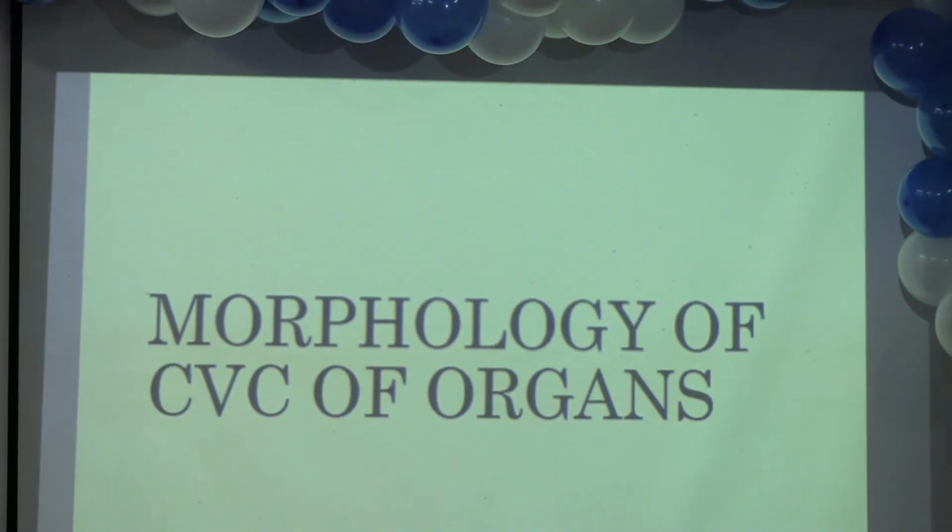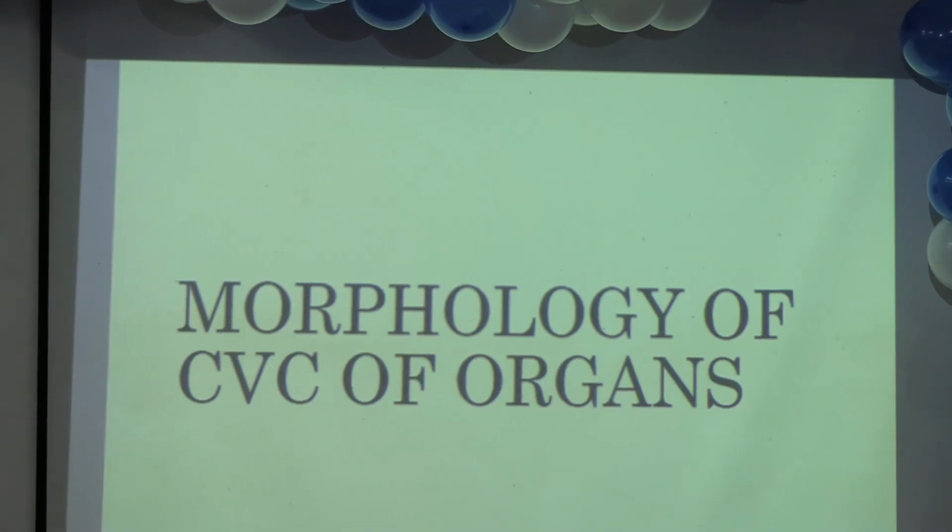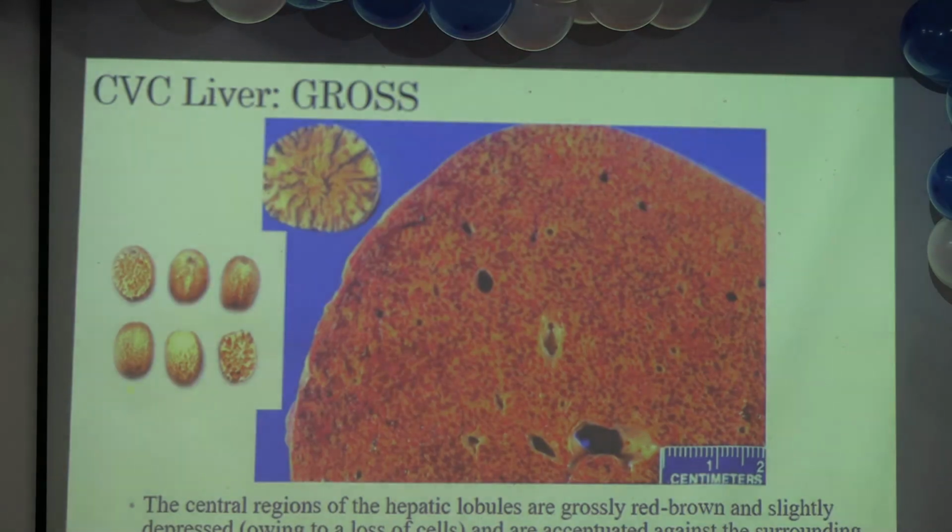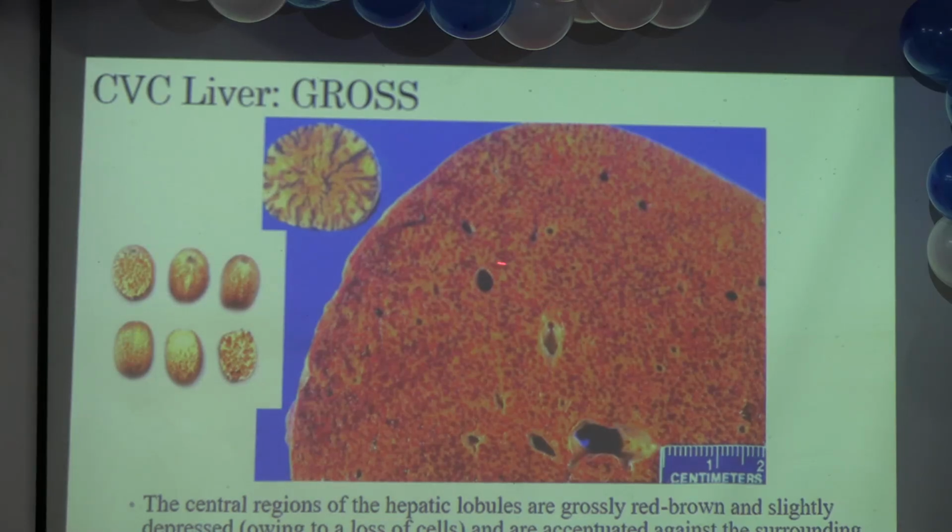Now, what are the morphologies of CVC of different organs? This is very important for your practicals. We will have specimens from this section. So, firstly, the liver. In this gross image, can you appreciate the mottled appearance of the cut surface? Some red dots and some yellow dots. Yes? This resembles a nutmeg, and hence the name nutmeg.